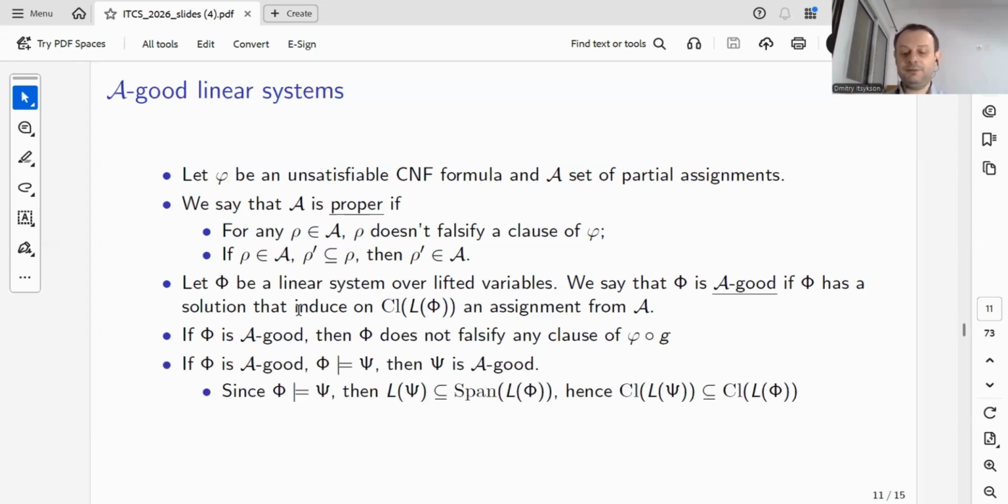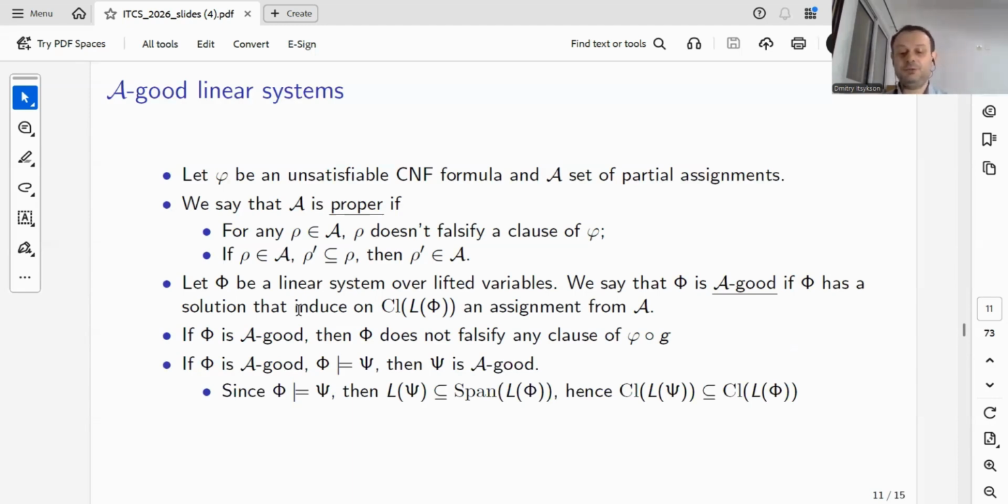And second, if a linear system phi semantically implies psi and psi is A-good, then phi is also A-good. Indeed, if phi is satisfiable, then semantical implication means that every equation of psi is a linear combination of equations of phi.